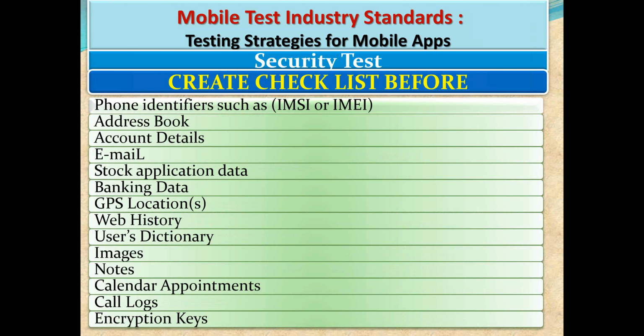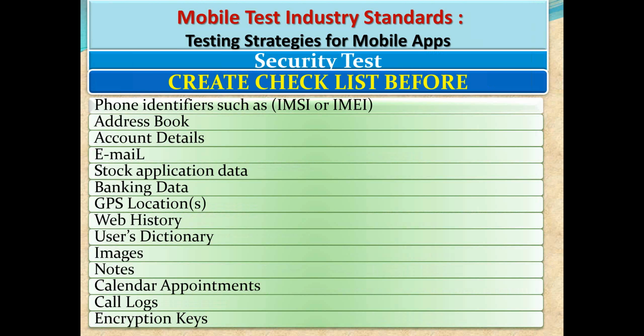Like a phone identifier such as IMSI or IMEI. So what is this IMSI? It's an International Mobile Subscriber Identity, which is a unique number, usually 15 digits, and it is associated with the Global System for Mobile Communication, which is GSM, and also the UMTS, which is the Universal Mobile Telecommunications System network.